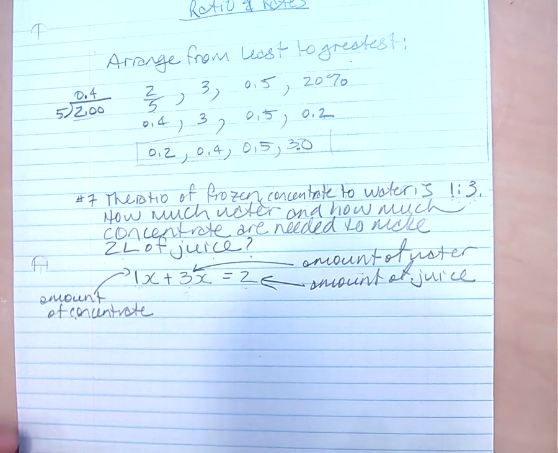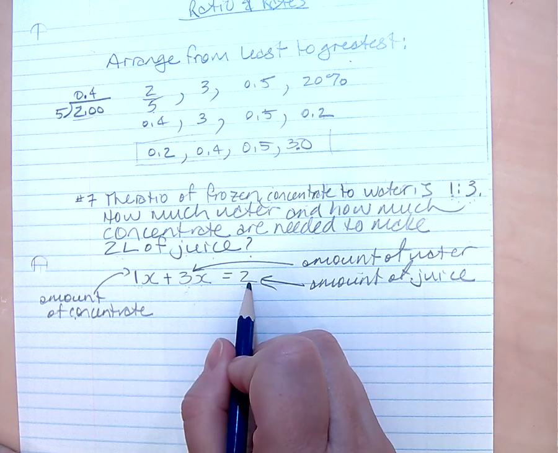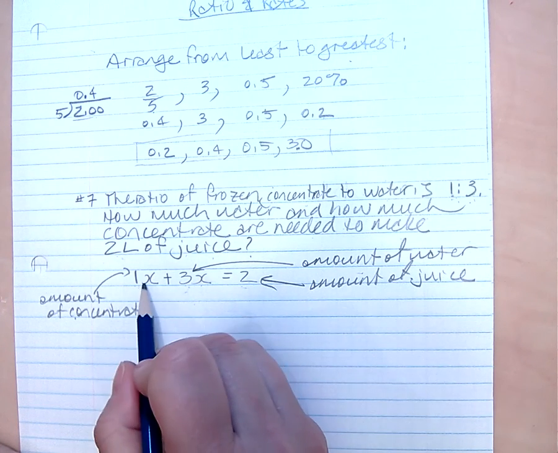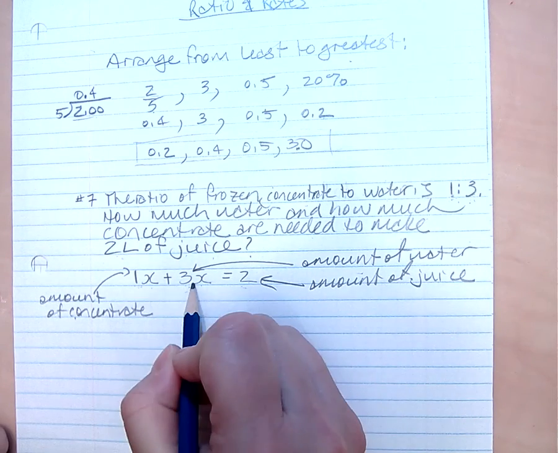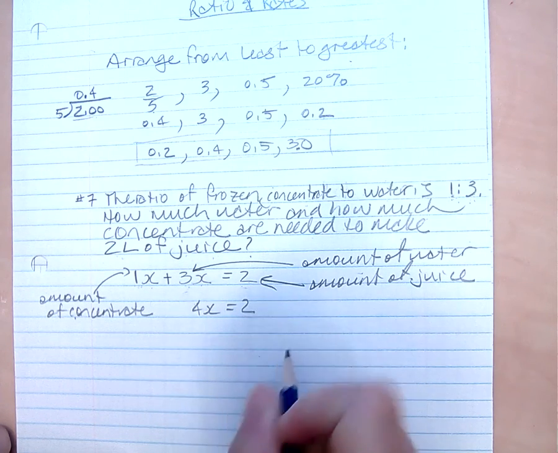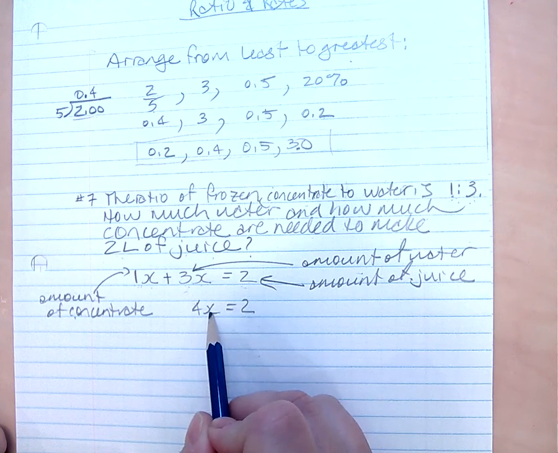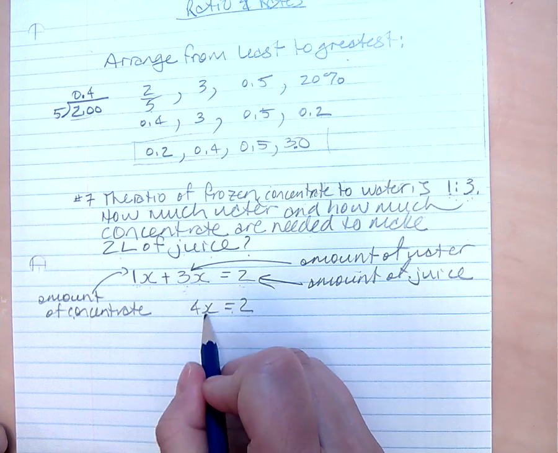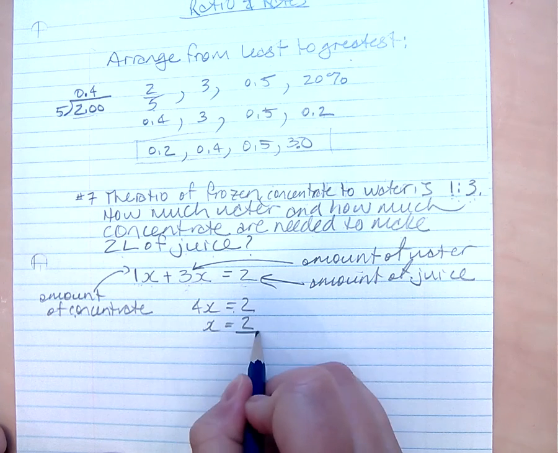And now we're going to solve it. So if we have 1x plus 3x, that equals 2. Well, think of x as apples or oranges or whatever you want. So we've got 1x plus 3x is, of course, 4x equals 2. And we know from before that when you have 4 times something equals 2, this something is going to equal 2 divided by 4.